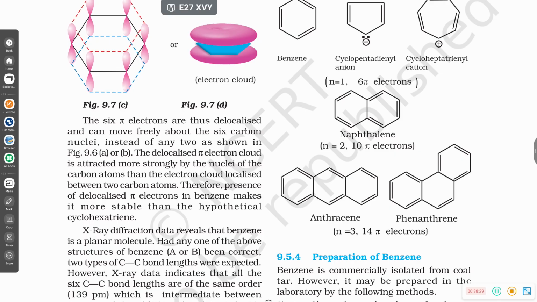That is like cyclohexatriene. But actually, if you compare the energy of cyclohexatriene and the energy of benzene, they are different. Some energy is utilized to move the electrons. That is called resonance energy. This concept I will tell in thermodynamics. Actually, resonance energy will be there. Normal cyclohexatriene is different, and this one is different, because the pi electrons are not stationary. So X-ray diffraction data reveals that benzene is a planar molecule.